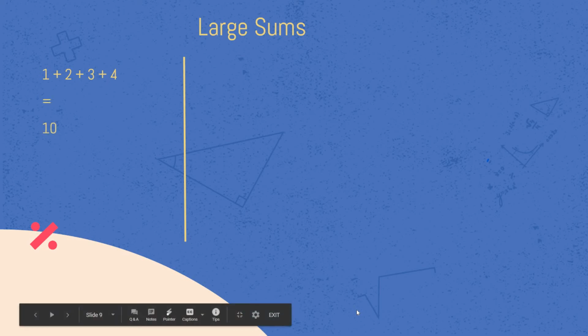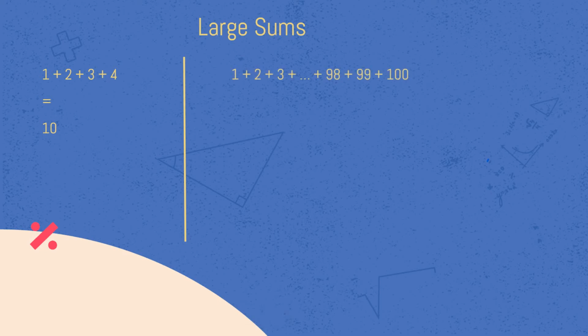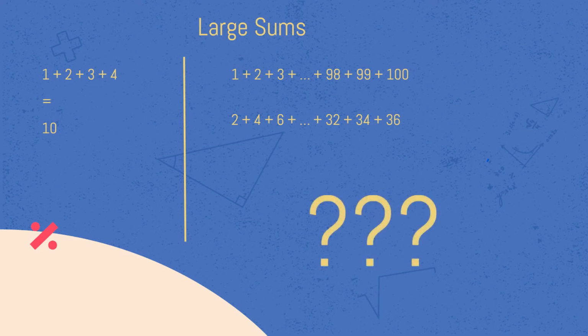But what if we encounter something like this? Or something like this? Well, these are definitely not easy to calculate by hand. At least I don't want to calculate these. So what do? Well, let's first look at sums that look like this first one here.